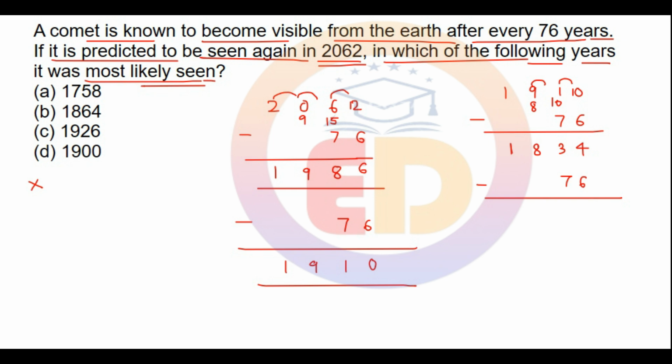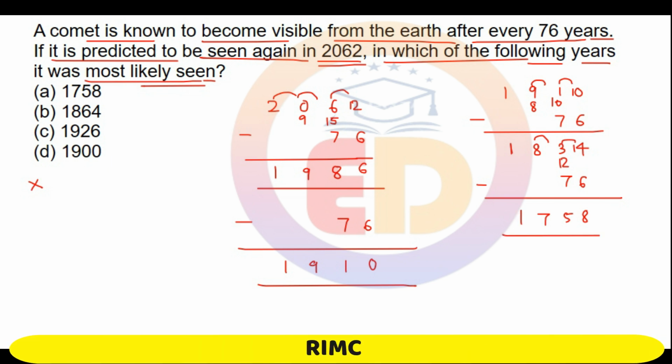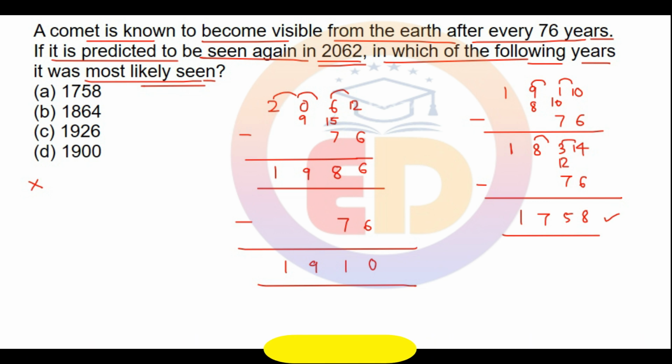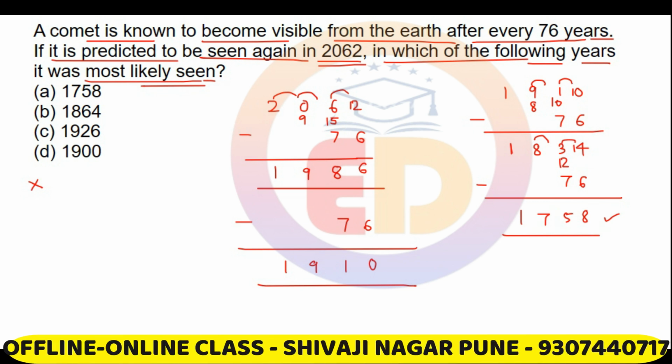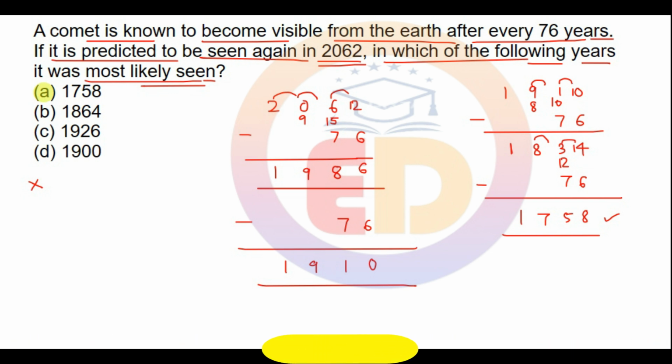On subtracting 76 from 1834, this is 14 minus 6, 8. This is 2. Borrow 1. 12 minus 7 is 5. This 8 will become 7. So before 1834, it was seen in 1758. And I see that 1758 is there in the option. My answer is option number A.